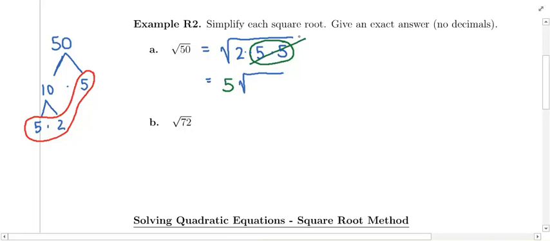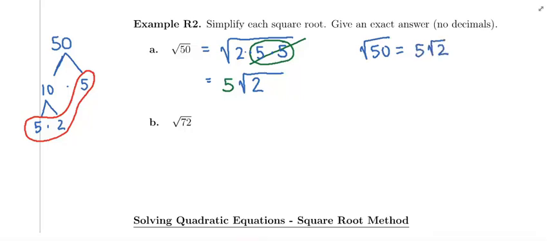Okay, what's really going on there, underneath the radical you had 5 times 5, so you really had the square root of 25, and the square root of 25 is just 5. Okay, so that's what was happening there. The 2 is lonely, it's not paired up with anything, so it just stays under the square root. And you're done. So the square root of 50 is the same thing as 5 times the square root of 2.